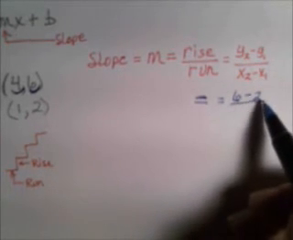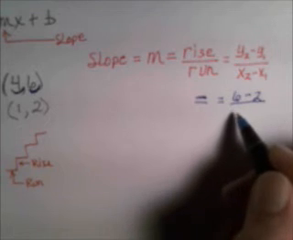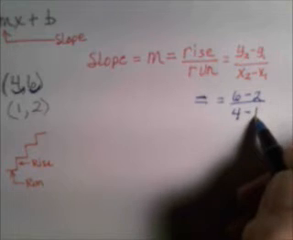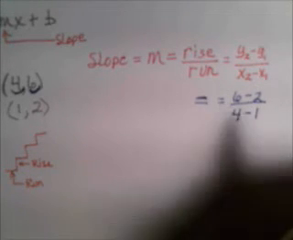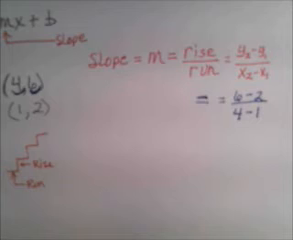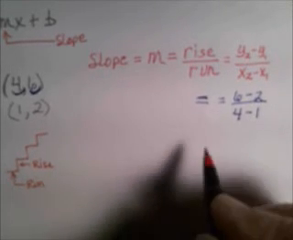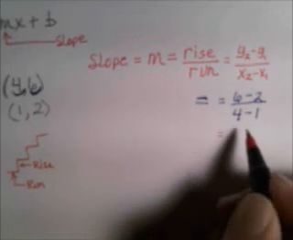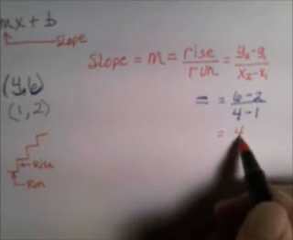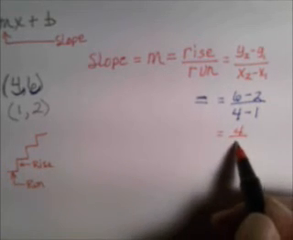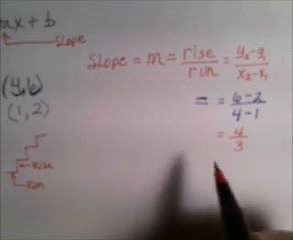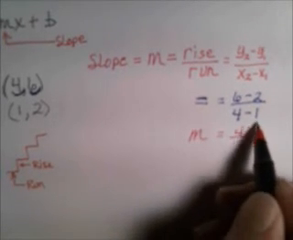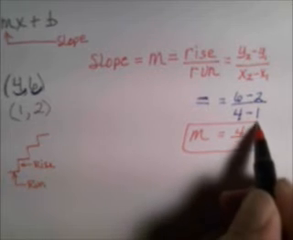So that's why the little sub 2's and sub 1's, just to say make sure you choose the same pair. So we've got 6 minus 2. That means we have to choose from the same pair 4 minus 1. Okay. And then when we do that subtraction, 6 minus 2 is 4. 4 minus 1 is 3. So now we know that our slope, our rise over our run, is equal to 4 over 3.